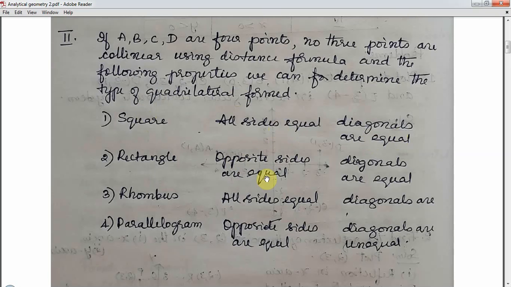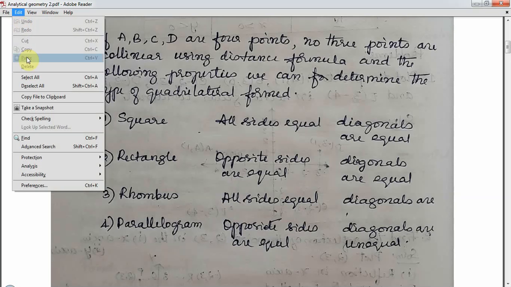If opposite sides are equal and diagonals are equal, then it forms a rectangle. We know what a rectangle is: opposite sides are equal. Also, diagonals are equal in a rectangle. What do you mean by a rhombus?